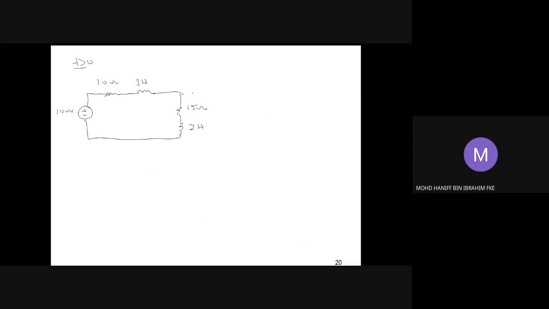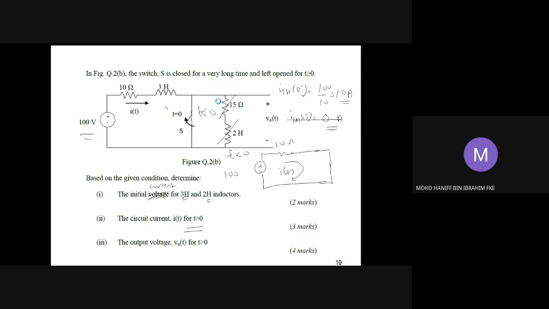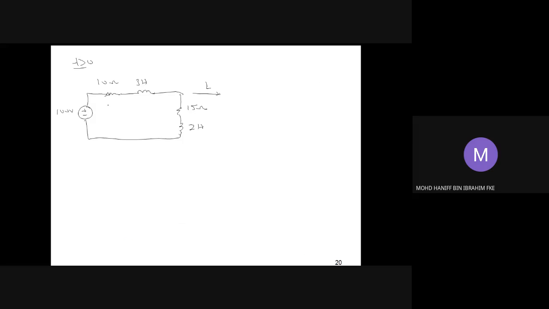When we transform into the S domain, because if we go back to the question, it is to find the input current IT for t bigger than 0. What is the input current? It should be this current. For that, we need to find the IS first. IS is the current inside the loop. So we need to transform into the S domain.